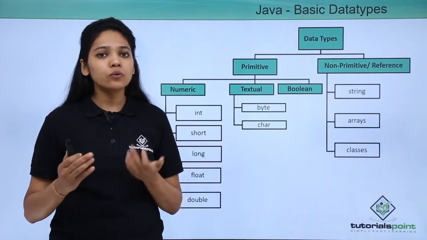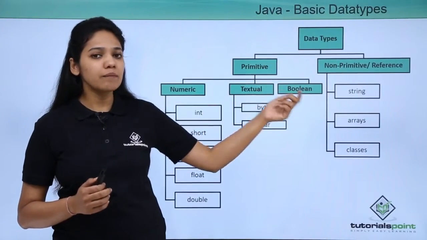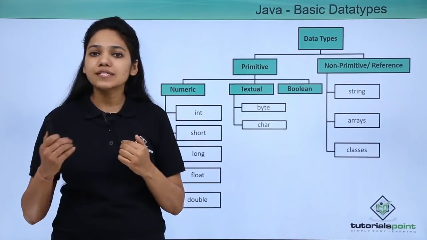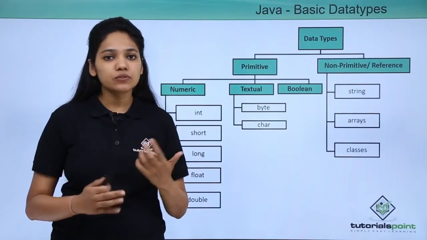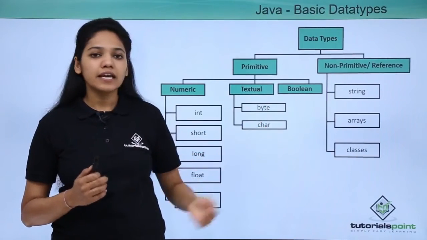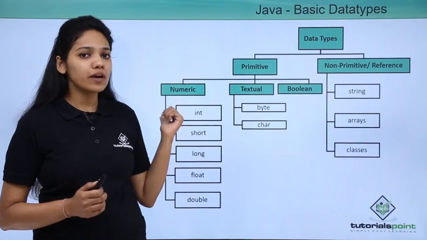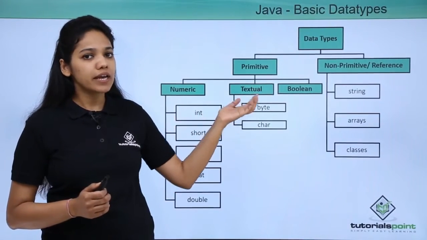So the string value is unknown. Therefore, in that case you use the string data type, or when you do not know the size of the value, it may be string, it may be integer, it may be any format, you use arrays and then certain class objects. In primitive data types, you have numeric, textual and boolean.